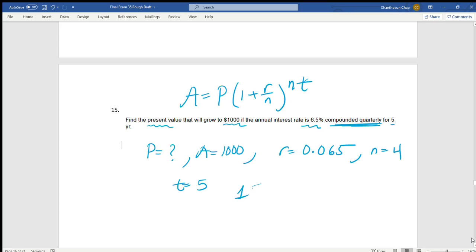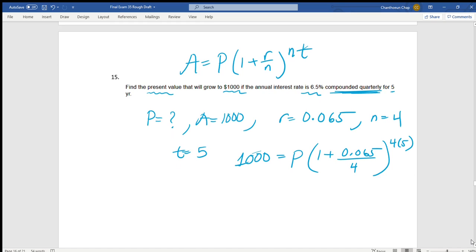We have 1,000 equals P. We don't know that. We're looking for it. Times (1 plus 0.065 over 4) raised to the 4 times 5. I can simplify this by simplifying the parentheses first. This is 1,000 equals P times 1.01625. I'm just simplifying the inside of the parentheses, and 4 times 5 is just 20.